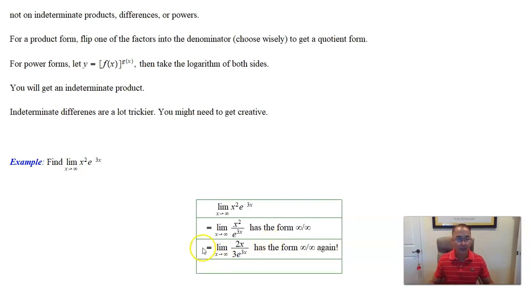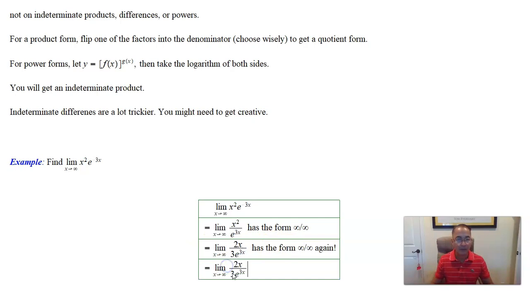Okay, so we can apply L'Hopital's rule one more time, or as I sometimes jokingly say, we can hospitalize it one more time. So we get 2 over 9 e to the 3x. Chain rule one more time. The numerator is now only a constant, and the denominator has the e to the 3x. So x is getting bigger and bigger. If you want, you can think of this as 2 over 9 e to the minus 3x, and we know that that just approaches 0. Okay, that's an indeterminate product for you.